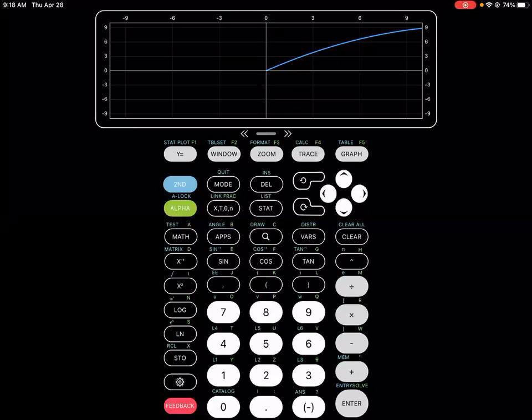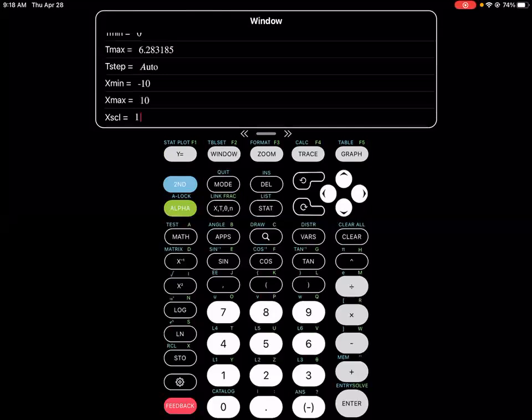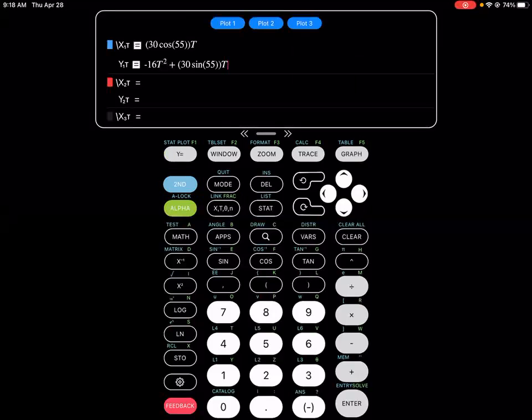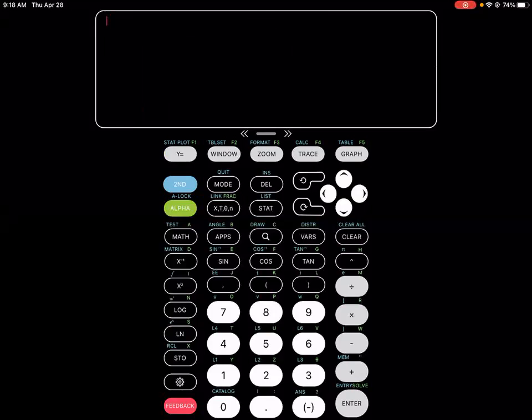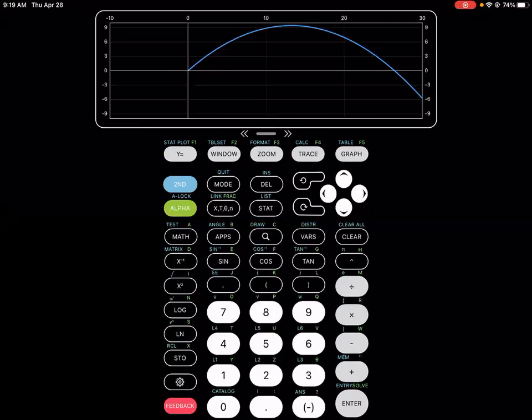All right, now can we see the whole thing? No, so I'm gonna go to my window and make my X max, I don't know, 30. Hey, look, there it is. Okay, so this is what's happening. The ball is being kicked from the ground and goes, and it hits the ground. Does the ball go through the ground? No, our equation does, but the ball doesn't.